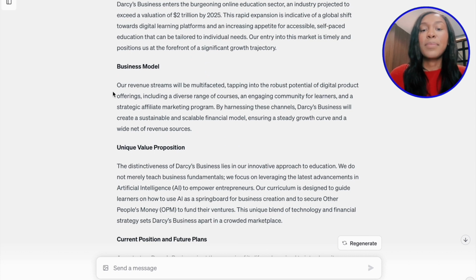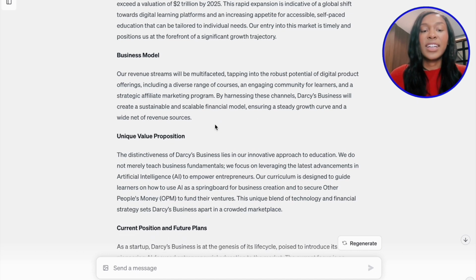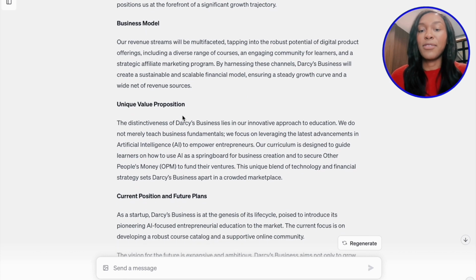And then for the business model, it says, our revenue streams will be multifaceted, tapping into the robust potential of digital product offerings, including a diverse range of courses, an engaging community for learners, and a strategic affiliate marketing program. By harnessing these channels, Darcy's business will create a sustainable and scalable financial model, ensuring a steady growth curve and a wide net of revenue sources.